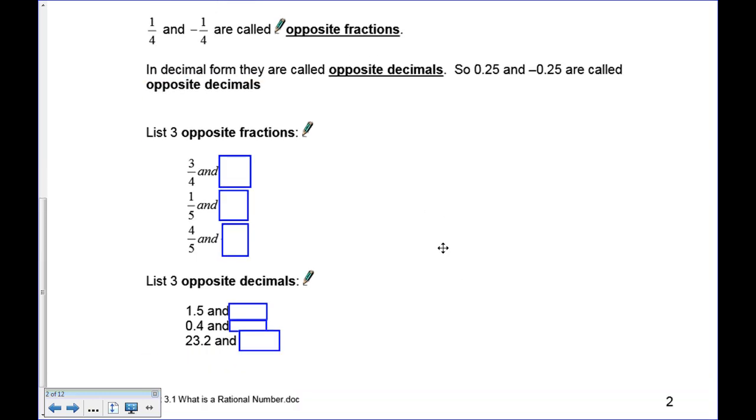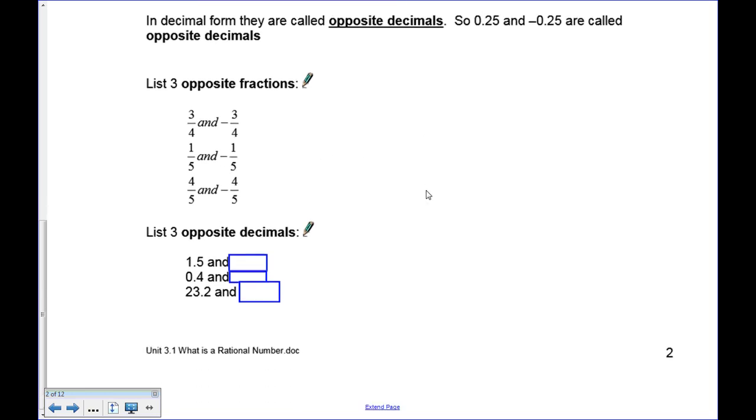Okay, so here's a chance for you to try something. I want you to take 3 over 4, and I want you to name its opposite fraction. Same for 1 over 5, and the same for 4 over 5. Okay, here we go. All you have to do is change the sign. So 3/4 and negative 3/4, 1/5 and negative 1/5, and 4/5 and negative 4/5. These are all opposite fractions. And you'll notice that when you combine them, you always get 0.